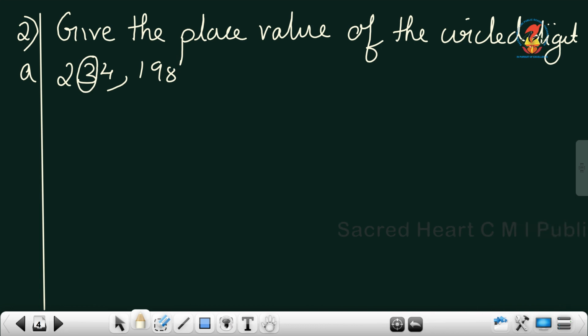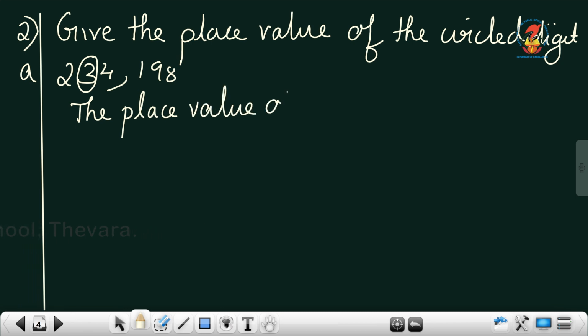Children, can you tell me 3 is in which place? Yes, 3 is in the 10,000s place. Ones, tens, hundreds, thousands, 10,000s. 10,000 is having how many zeros? 10,000 is having 4 zeros. So, the place value of 3 is 30,000. This will be the answer if it was in the Indian system also, isn't it?